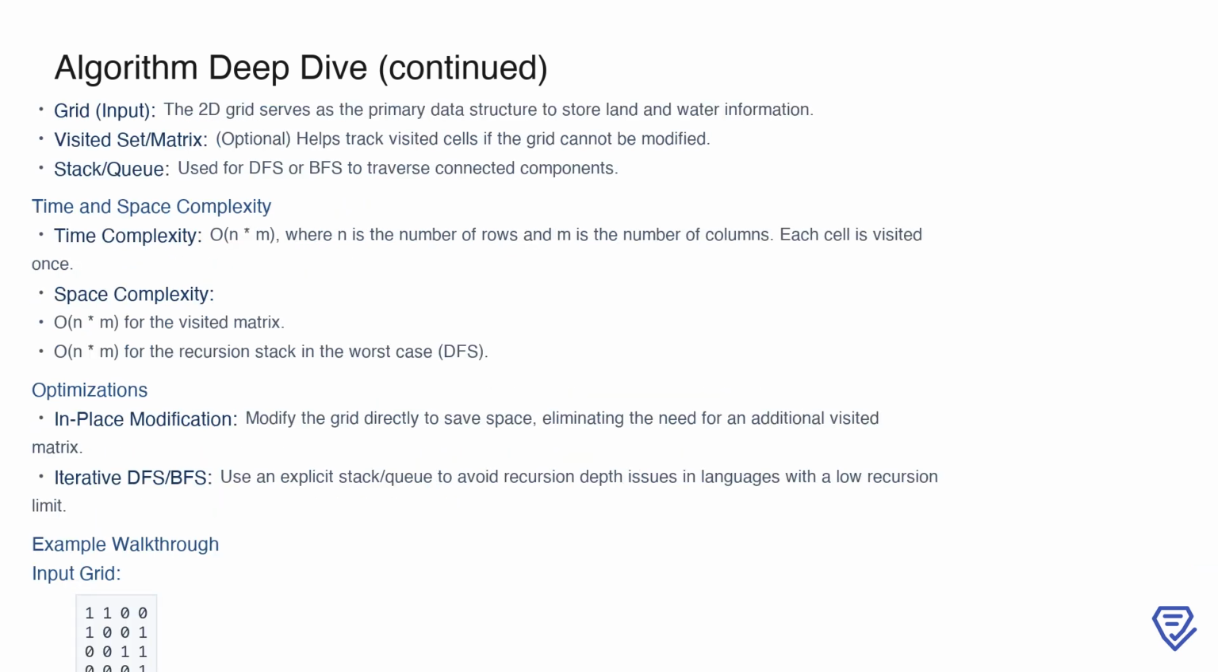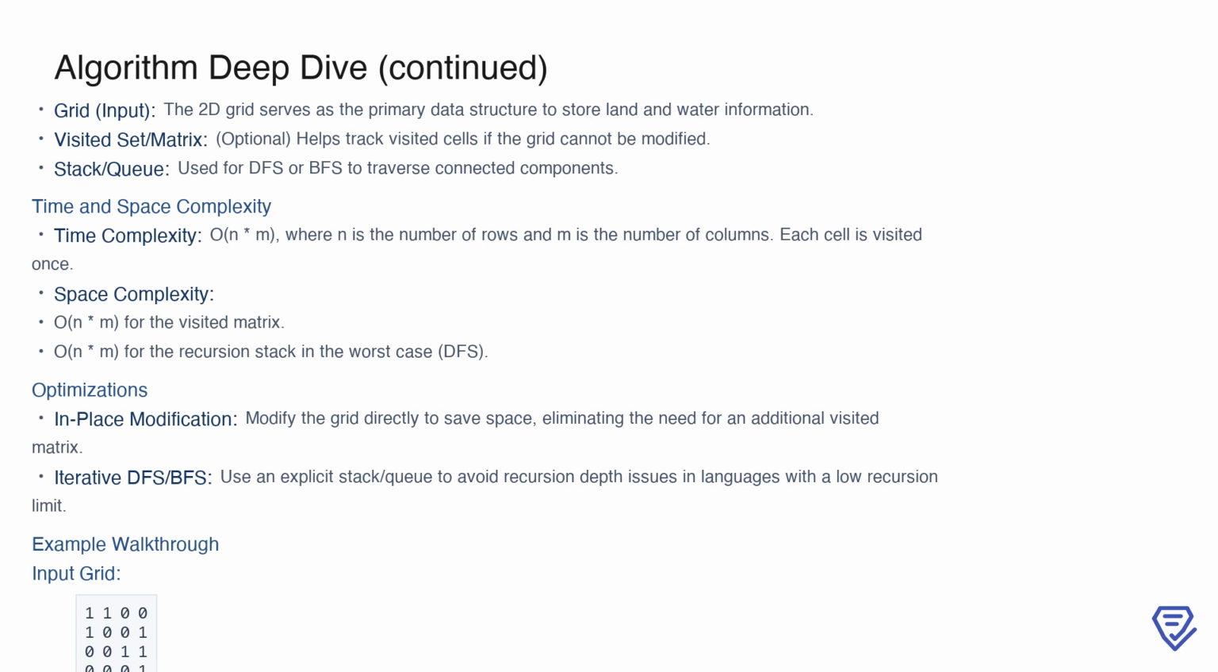To implement this algorithm, there are a few data structures we rely on. The input grid itself is the primary data structure, as it contains all the information about land and water. If the grid cannot be modified, we can use a visited matrix or a set to keep track of the cells we've already processed. For the traversal, a stack is used for DFS, while a queue would be used for BFS. Now, let's discuss the time and space complexity of this approach.